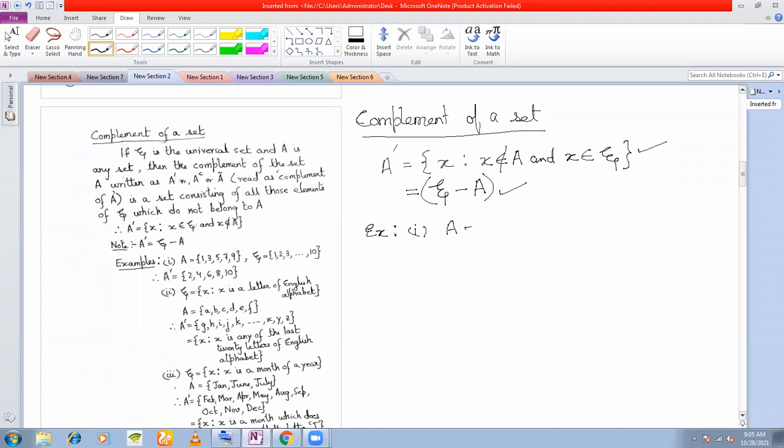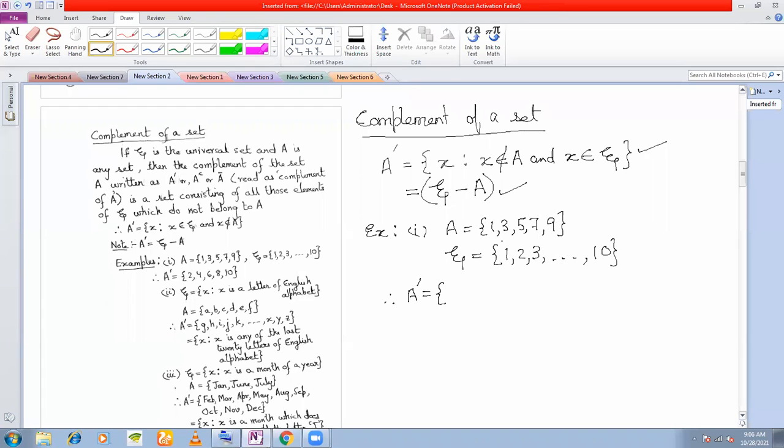Suppose I give you the set A is equal to, and I give you the universal set xi is equal to 1 up till 10. Then what should be A complement? Now, as I said, A complement are those elements which are there in the universal set, but which are not there in the set A.